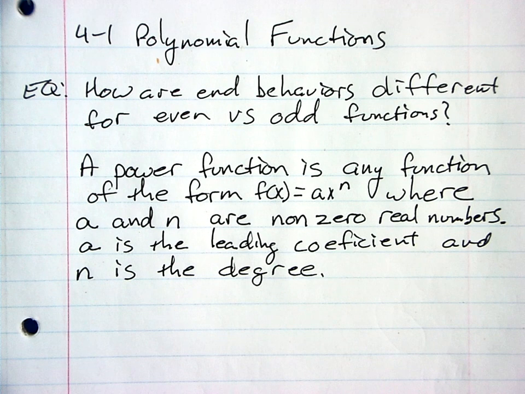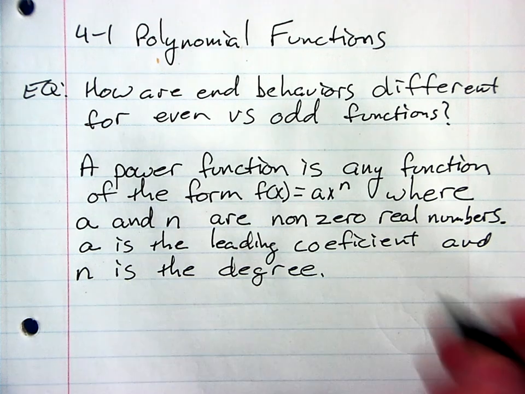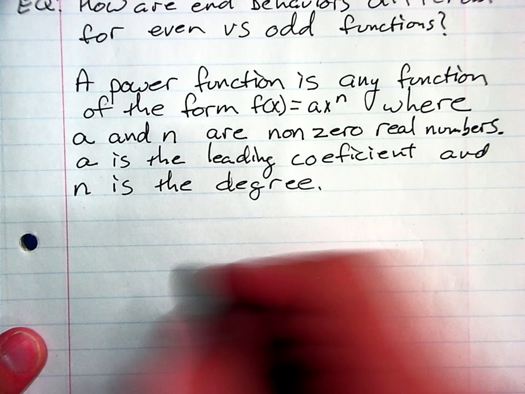A power function is any function in the form f of x equals ax raised to the n power, where a and n are non-zero real numbers. A is the leading coefficient. Leading coefficient just means the number in front of the biggest exponent, the variable in front of the biggest exponent. And n is the degree. Alright, example 1.